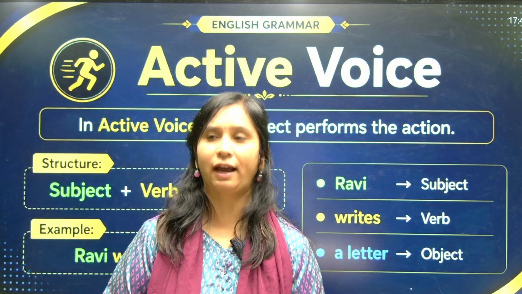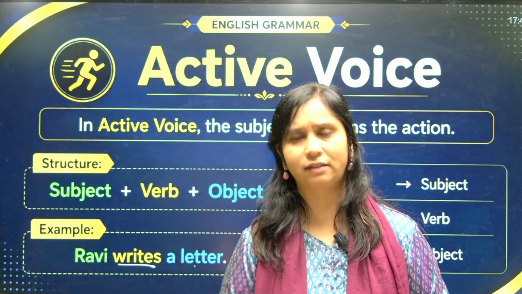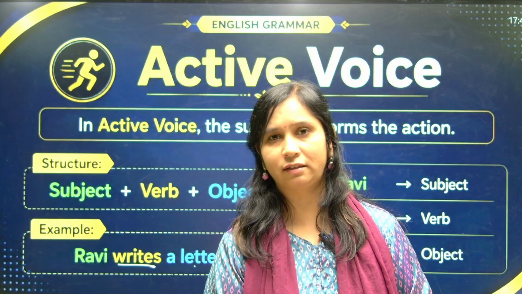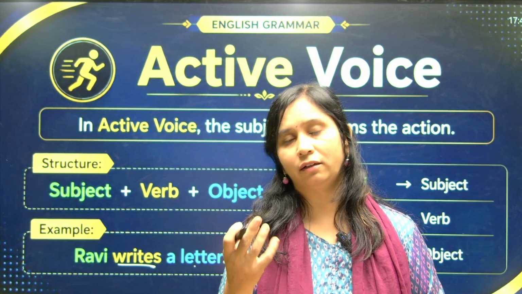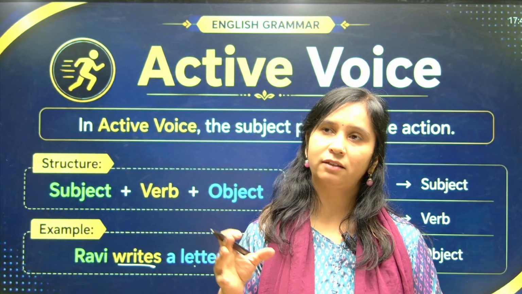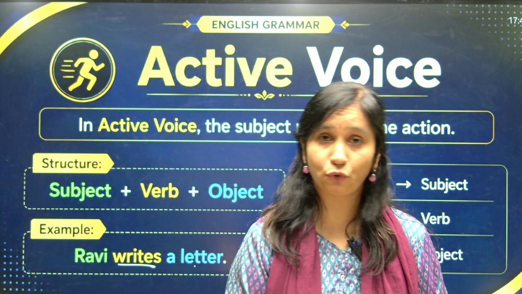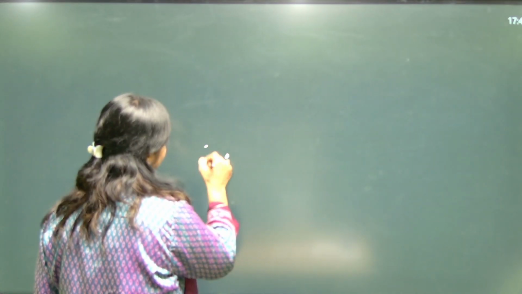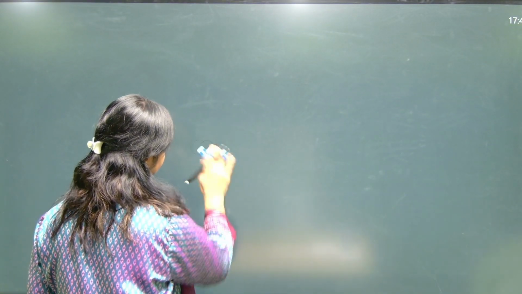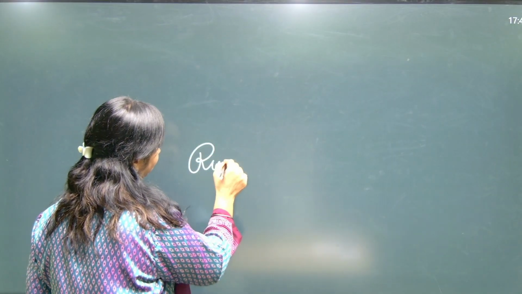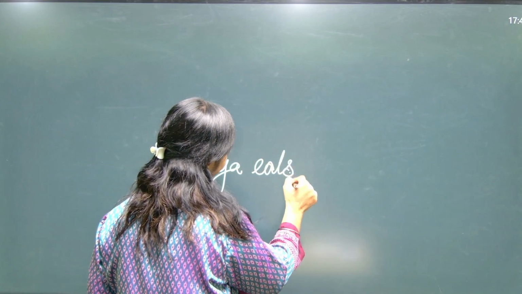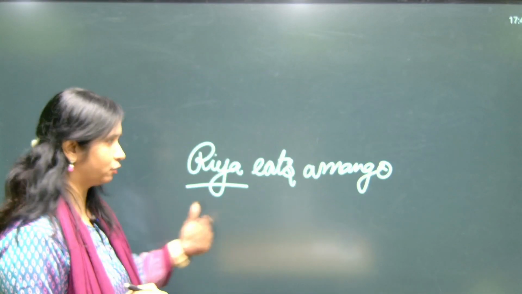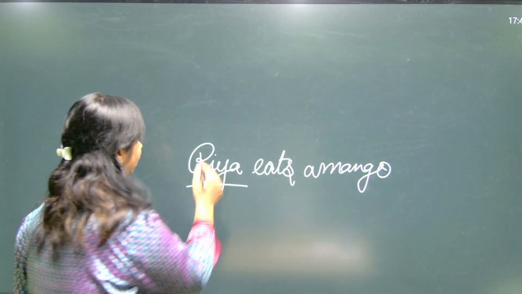So how to recognize active voice? The main point of recognizing the active voice is who is doing the action. The action can be done by anyone. Ria is eating an apple. Ria is doing the action. A fan is working properly. The fan is doing the action. Ria eats a mango. So now who is doing the action? Ria is doing the action.